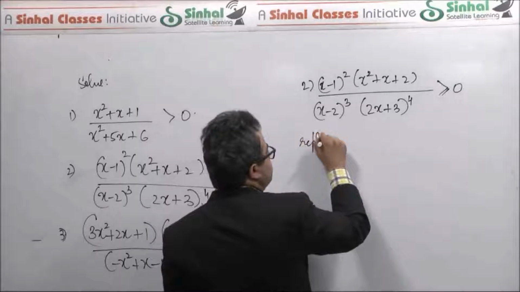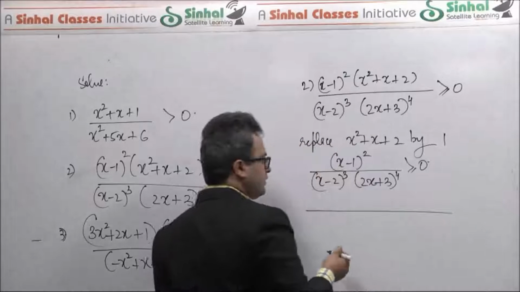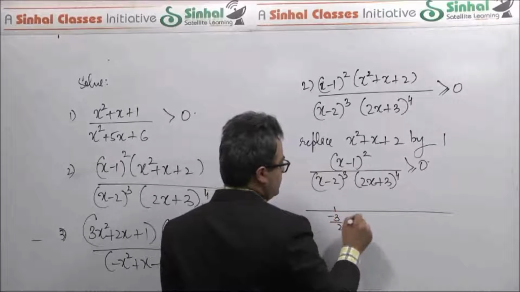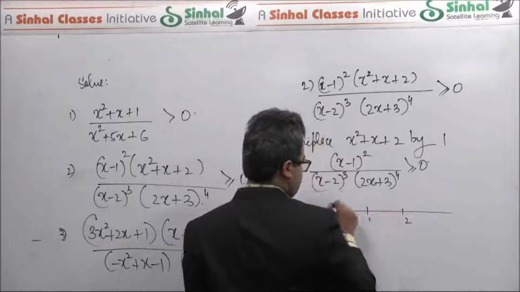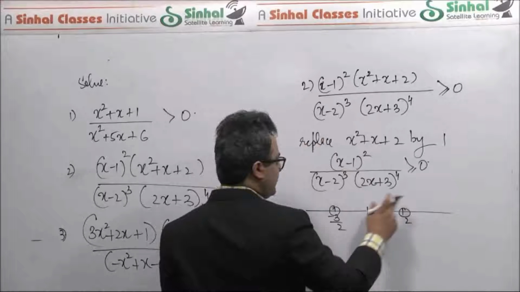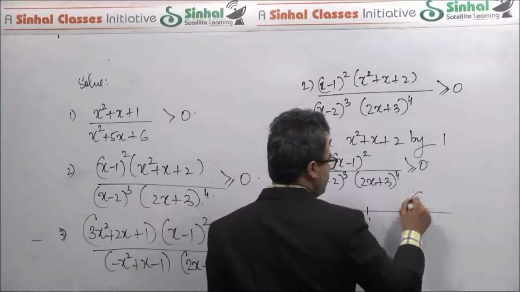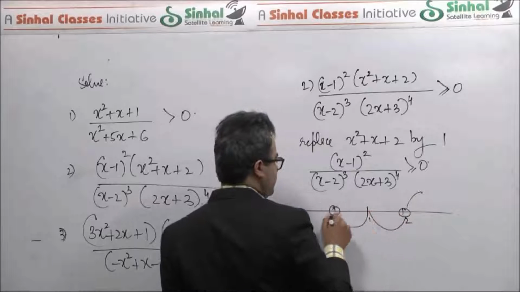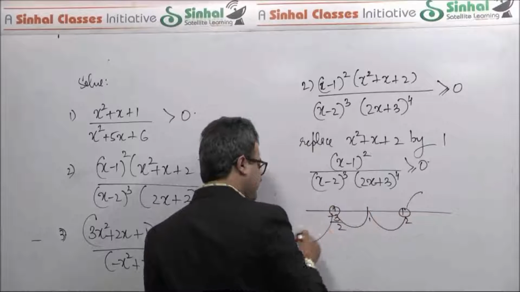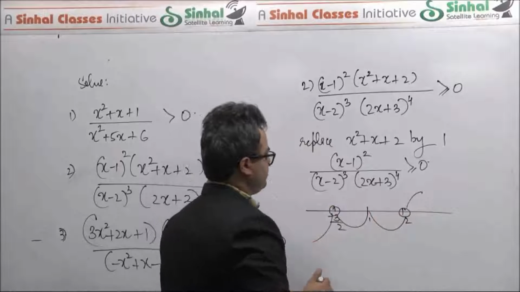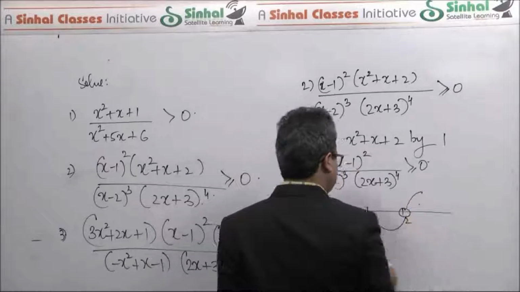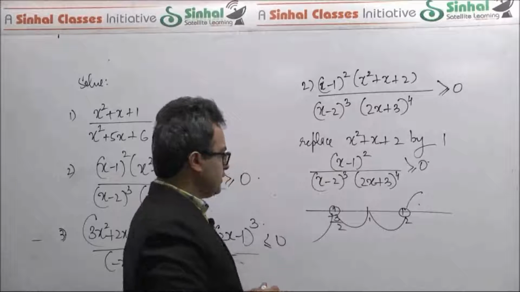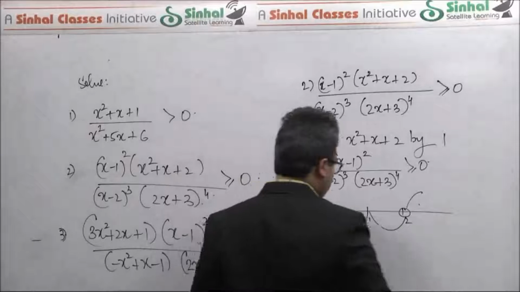So now it's a usual Wavy curve method problem, so -3 by 2, 2 and -3 by 2 come from the denominator. 2 is odd, it will cross, 1 is even, it will bounce back, -3 by 2 is again even, it will bounce back. Right? So you again want the expression to be greater than or equal to 0. So now we'll have to be careful about this.